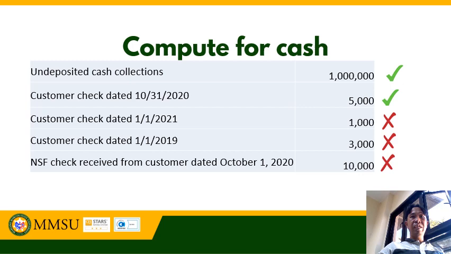So checks issued by the customer which are in your possession form part of cash on hand unless they are post-dated, they are stale, or they are NSF. Another name for NSF is DAIF, or drawn against insufficient funds. Okay, so the amount of cash on hand in this problem is 1,005,000.